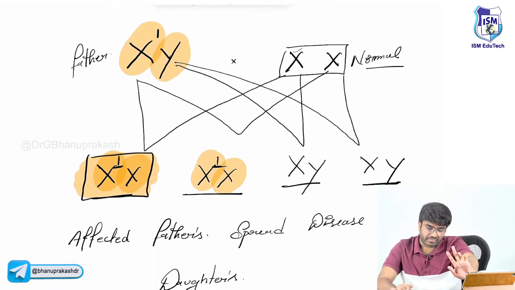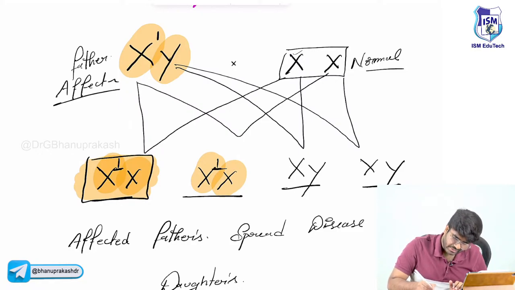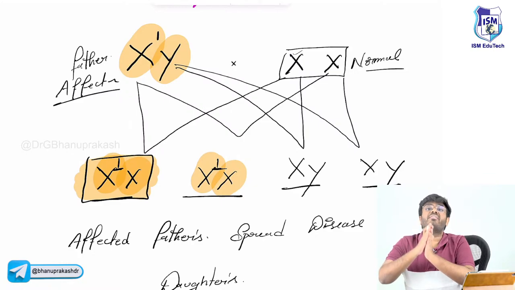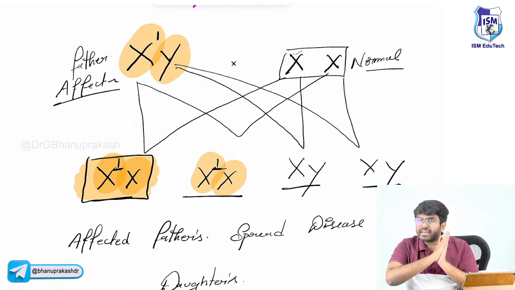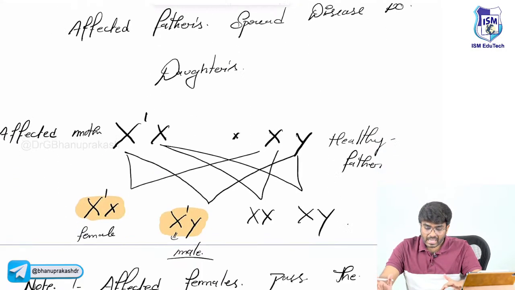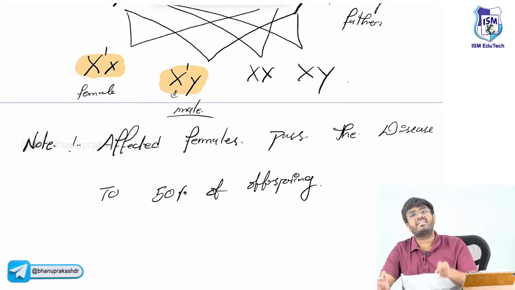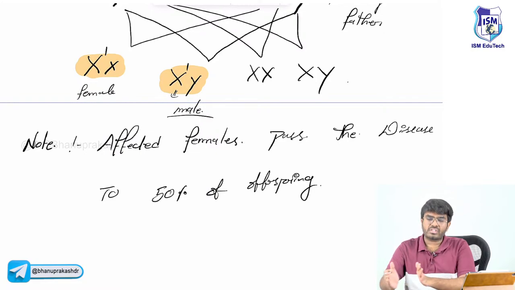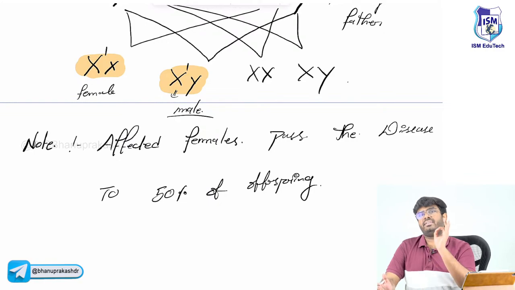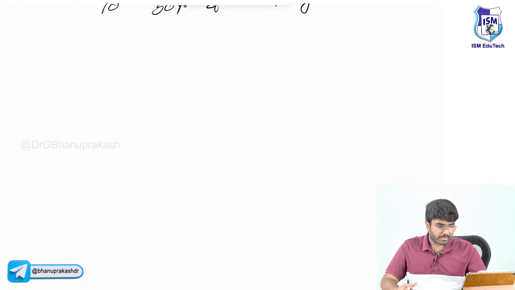You should know both the things. First condition, affected male, father affected. Affected male is spreading the disease to only daughters. But an affected mother, affected female, is spreading the disease both to daughters as well as sons. 50% of her children are affected, both male and female. So father only targets the females, mother targets both males and females. These are the points which I want you to know.